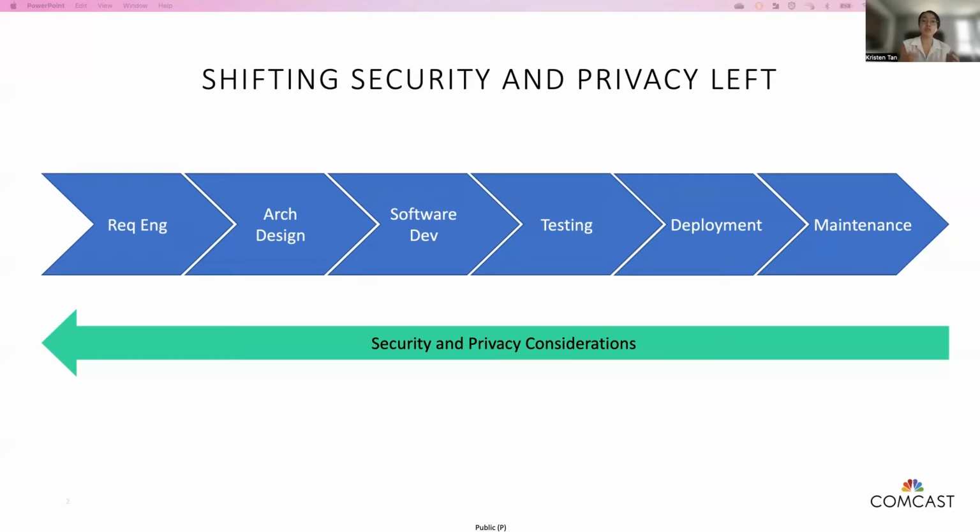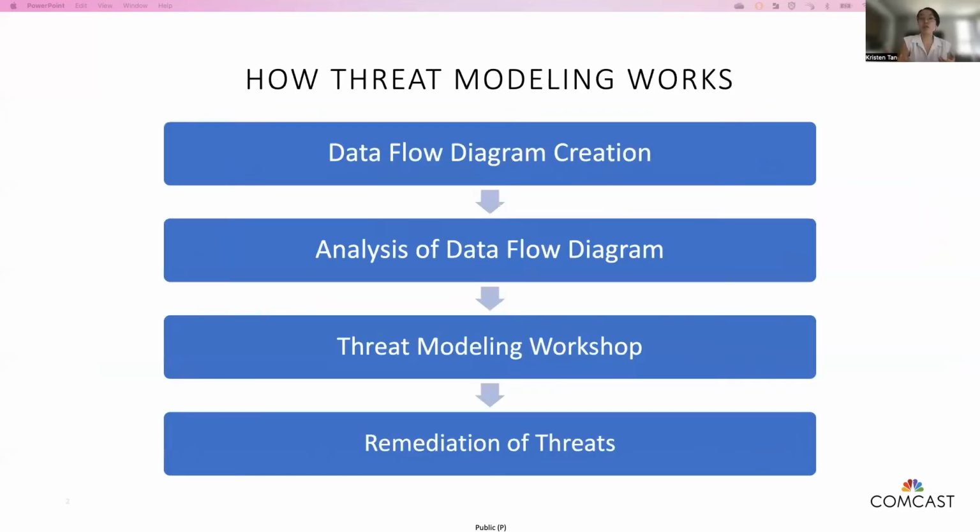What we really want to do is take security and privacy and move them all the way to the beginning of that software development lifecycle. We want to have conversations about security and privacy with our customers during the requirements engineering phase, and then carry those considerations with us all the way through maintenance. So security and privacy need to be moved to the left. How do we go about doing that, though?